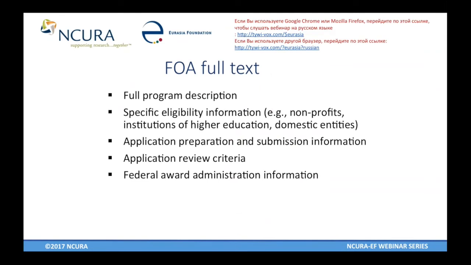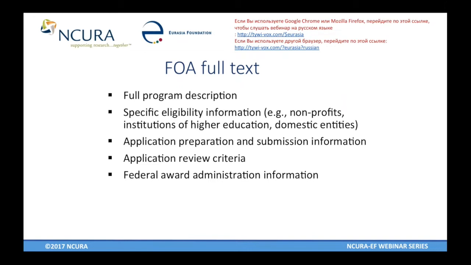In addition to the name of the sponsoring agency, the program title, and due dates, the FOA will give a full description of the program and will include eligibility information. The full FOA will also provide instructions or links to instructions on how to apply. It is important that you download all instructions in addition to the FOA.